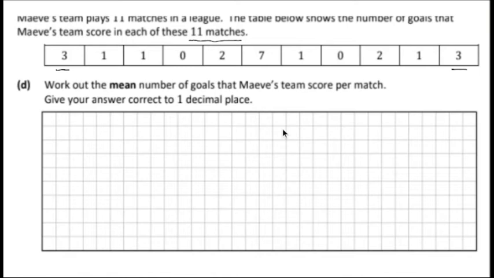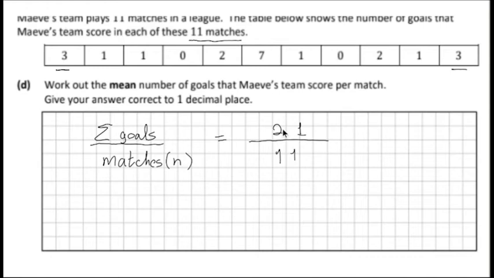So we're going to sum up the number of goals over the total amount of matches. So let's sum them all up and we will get 21 goals over 11 matches. So let's work that out to one decimal place. And we will get 1.9 goals per match.